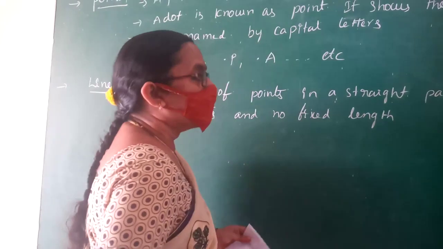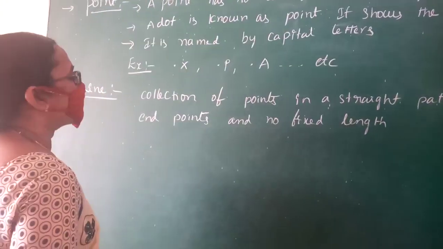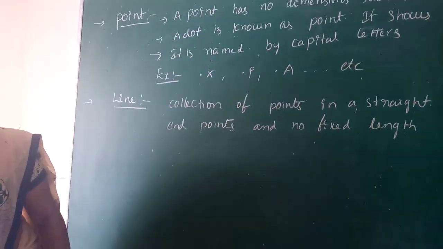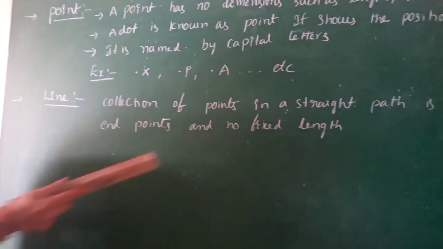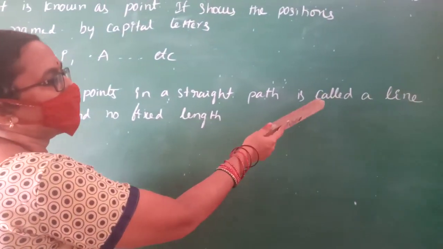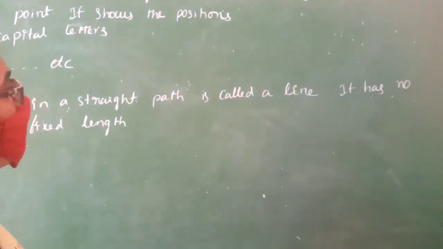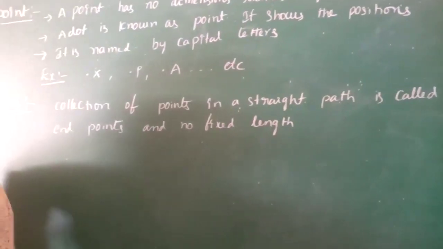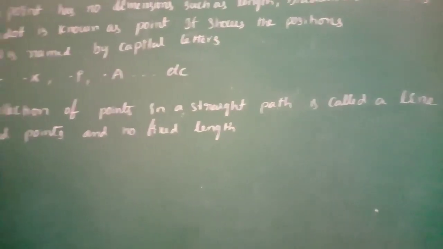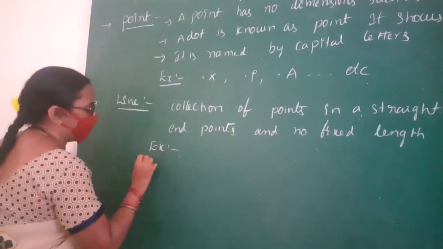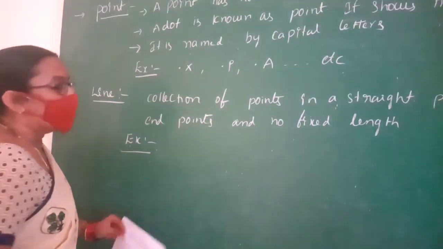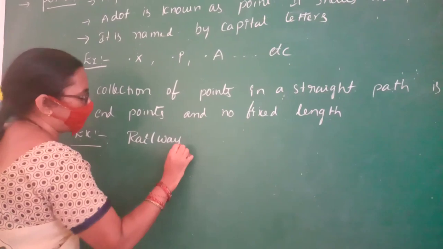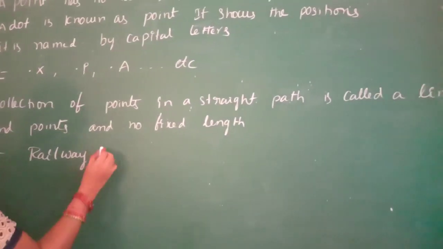No fixed length. Okay children, what is a line? Line is a collection of points in a straight path. It is called a line. It has no endpoints and no fixed length. Example for line? Yes. What is that? Railway tracks.